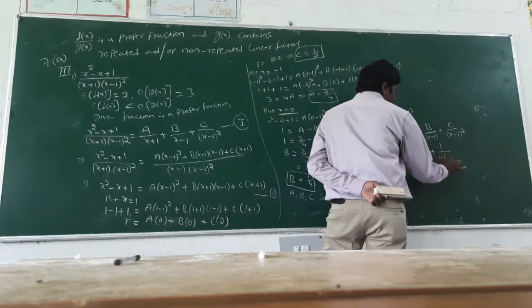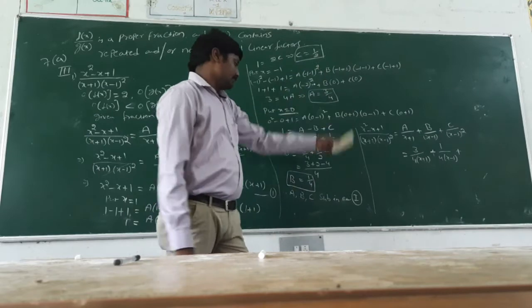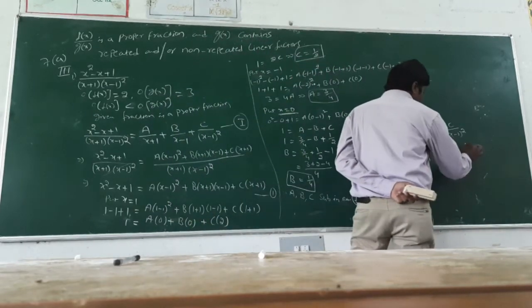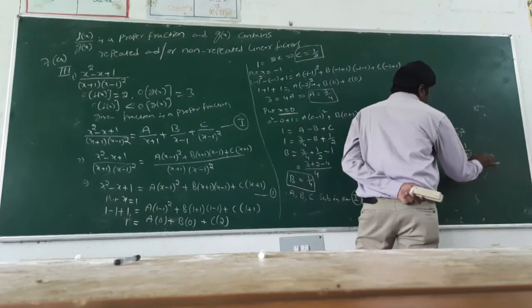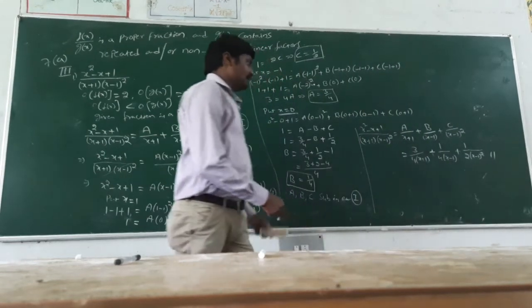1 by 4 of x minus 1 plus c. The c value is 1 by 2, 1 by 2 of x minus 1 whole square. This is the final answer.